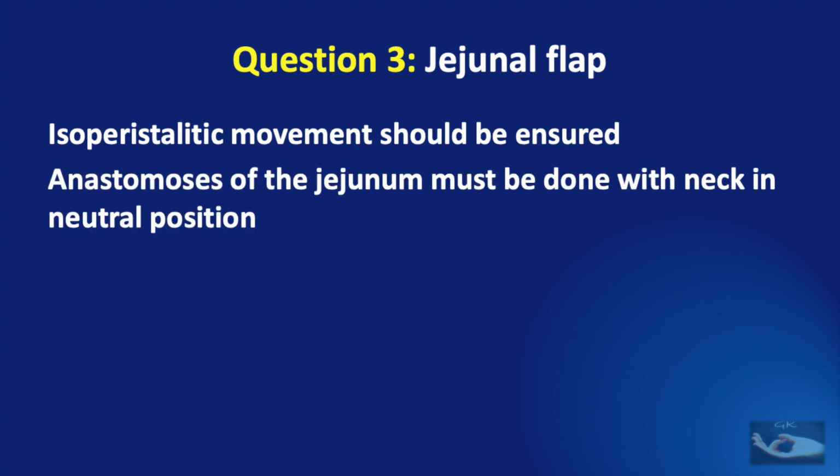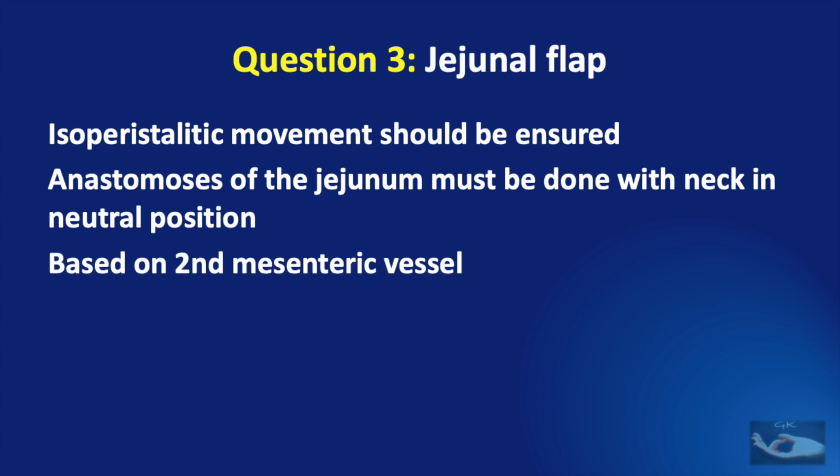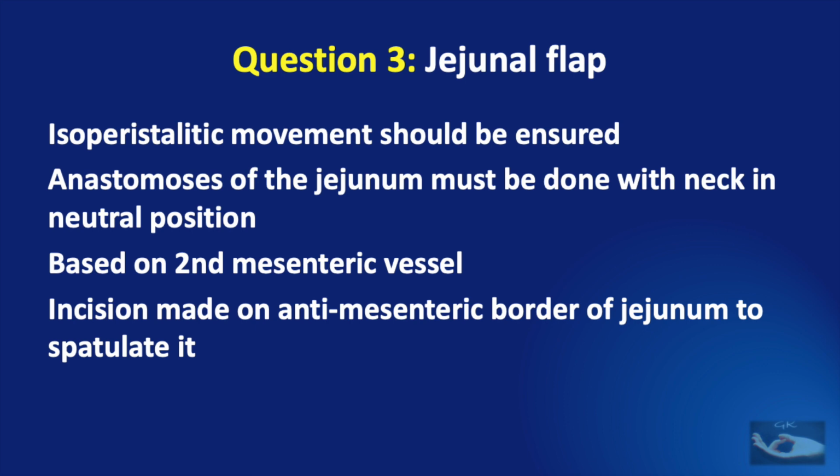The anastomosis of the jejunum both proximally and distally must be done with the neck in neutral position because the jejunum can expand. It is based usually on the second mesenteric vessel. Incision is made on the anti-mesenteric border of the jejunum to spatulate it.